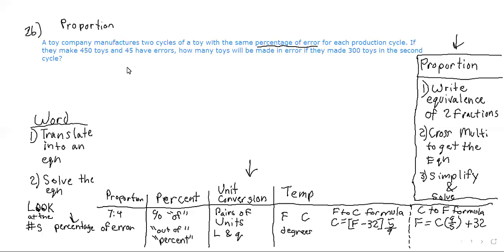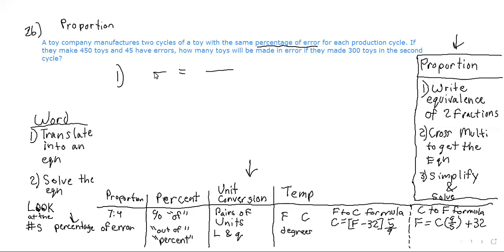Looking over to the right, we see that the procedure for proportion is first to write the equivalence of two fractions. So we're going to have one fraction, be step one, one fraction equaling another fraction. We look inside our word problem and we see sets of numbers. We have 450 toys and 45 errors.